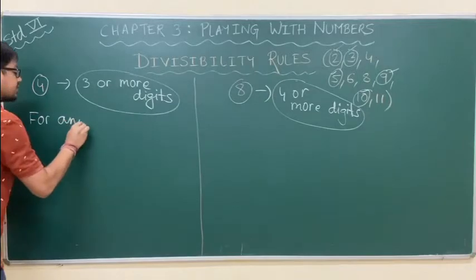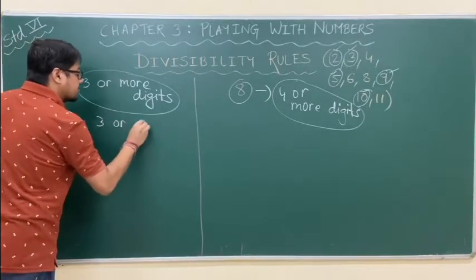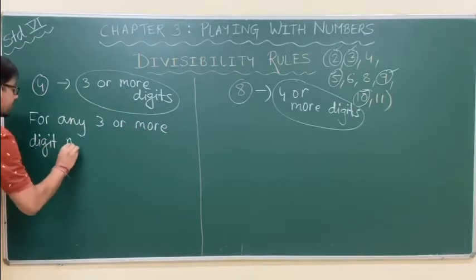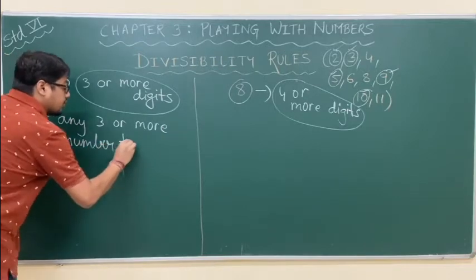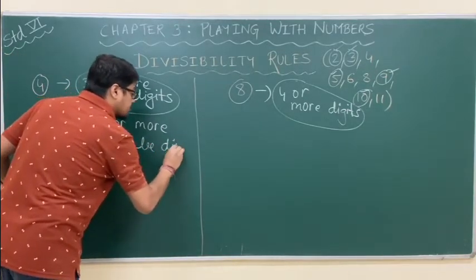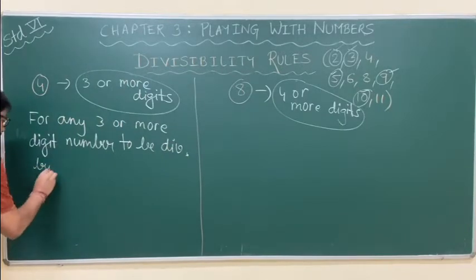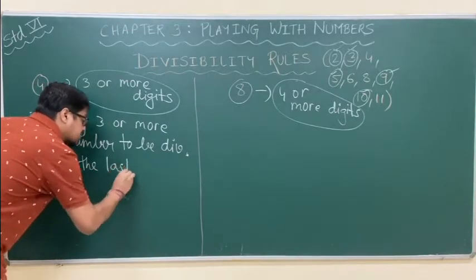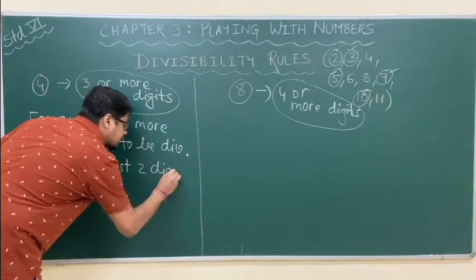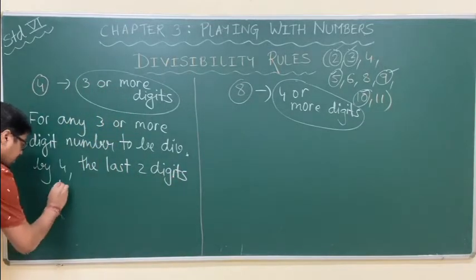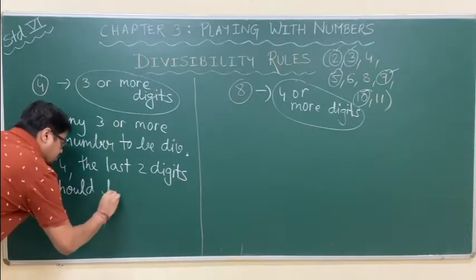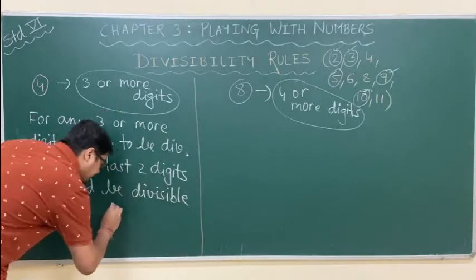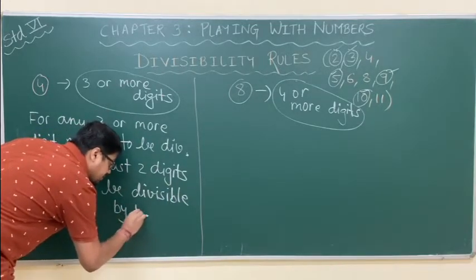For any 3 or more digit number to be divisible by 4, the last 2 digits of that number should be divisible by 4. Okay, I will give you an example, you will understand better.